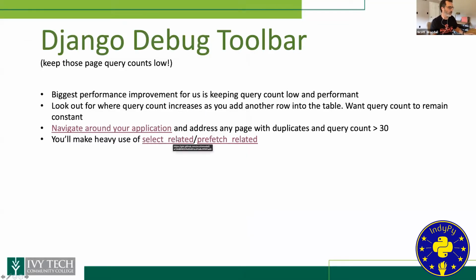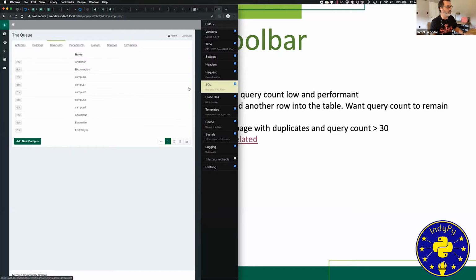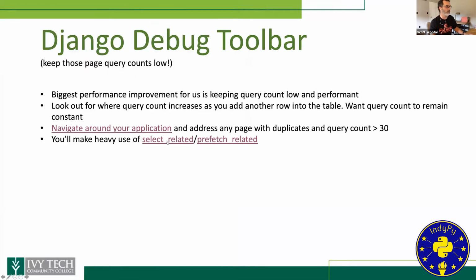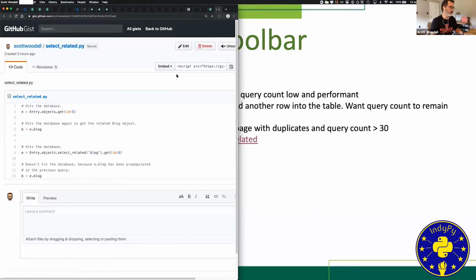And so when you do see performance problems, you've got 100 queries and you'll see there's like 20 duplicates, you'll be able to make heavy use of select_related and prefetch_related. So this is from the Django documentation.